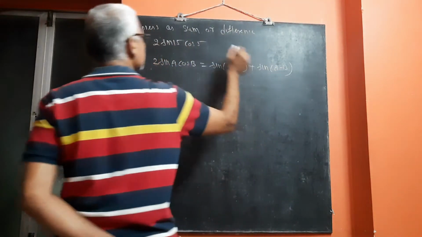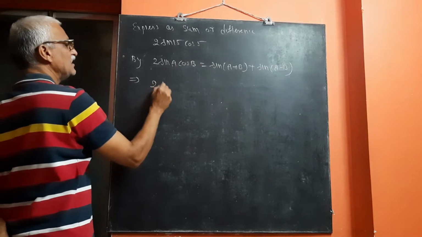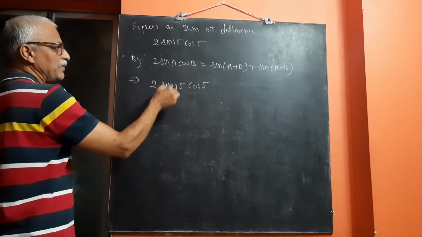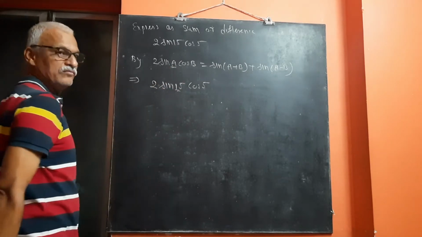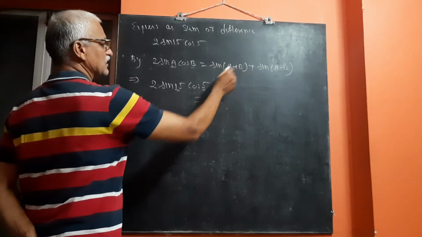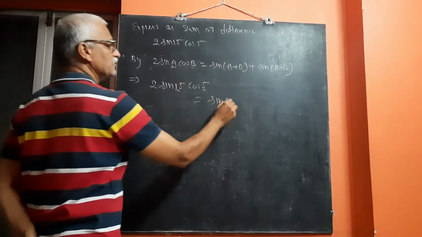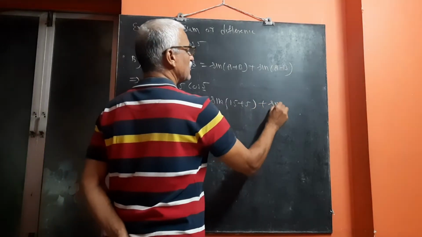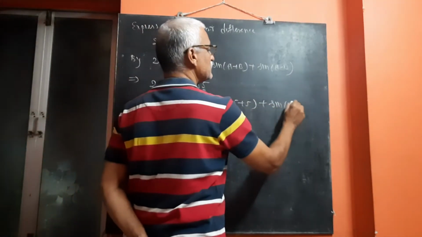Now, applying the same formula here, we are having 2 sine 15 into cos 5. If you compare this term with this one, then the angle A is equal to 15 and the angle B is equal to 5, so it equals sine of A plus B, that means sine of 15 plus 5, plus sine of A minus B, that means 15 minus 5.